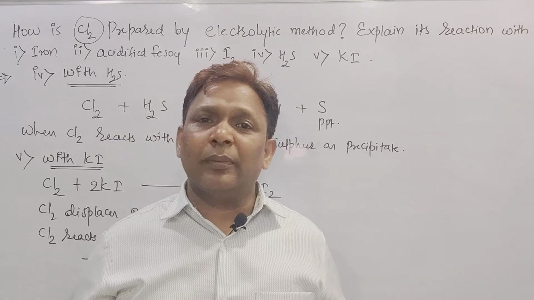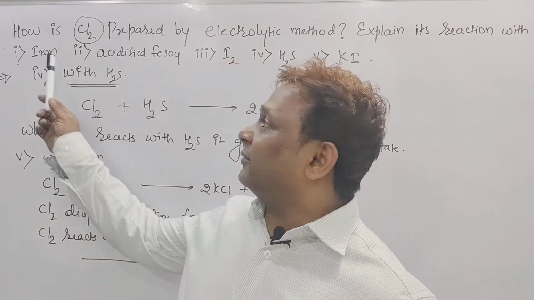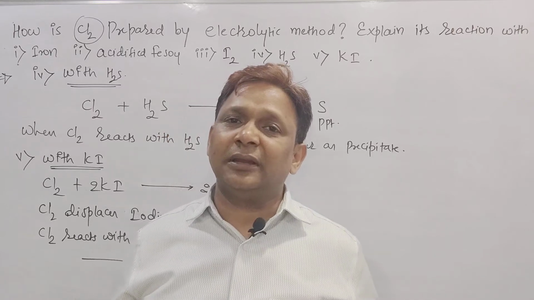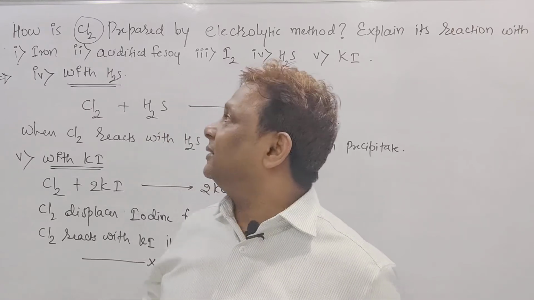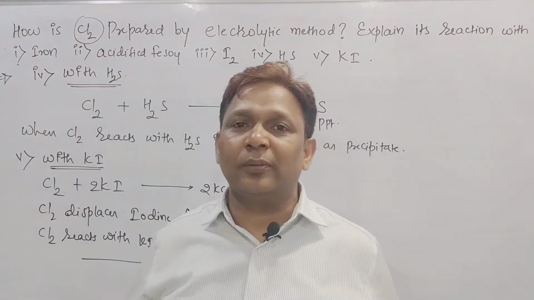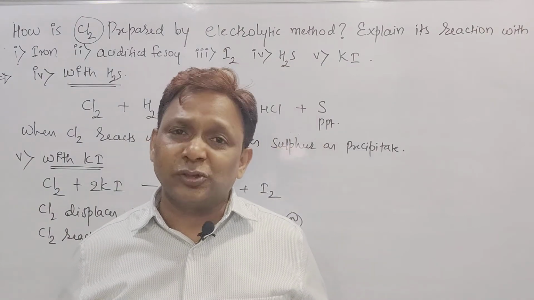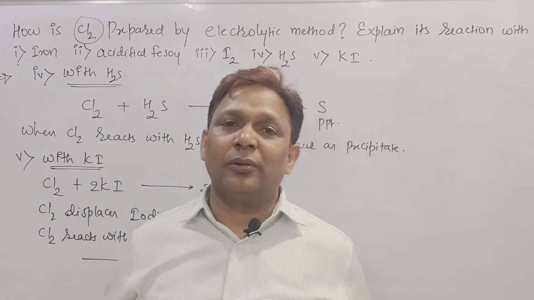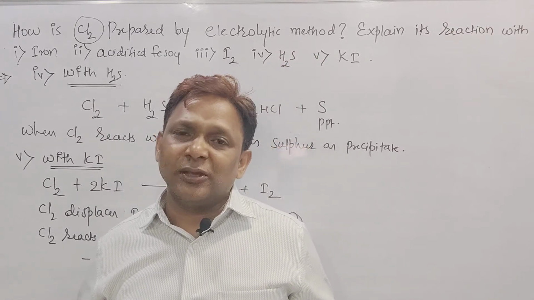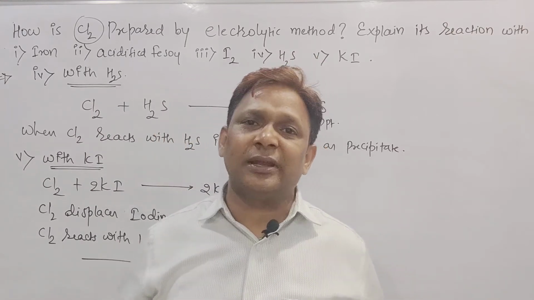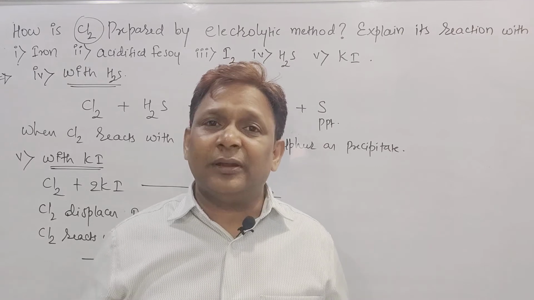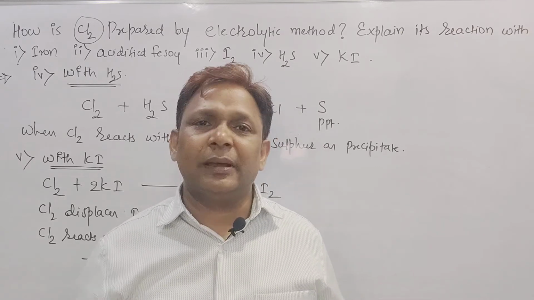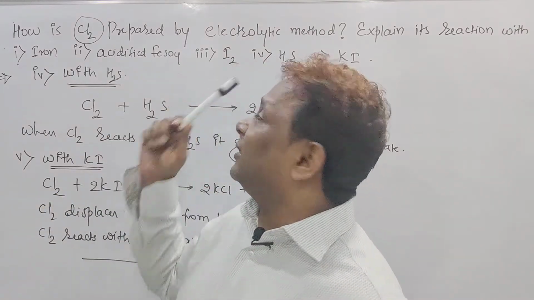Come to the chemical properties beta. How will this Cl2 react with iron? Cl2 plus Fe gives rise to FeCl3, called ferric chloride. Then acidified FeSO4: Cl2 plus FeSO4 plus H2SO4, acidified meaning H2SO4, gives rise to ferric sulfate, Fe2(SO4)3, and the remaining is the byproduct.